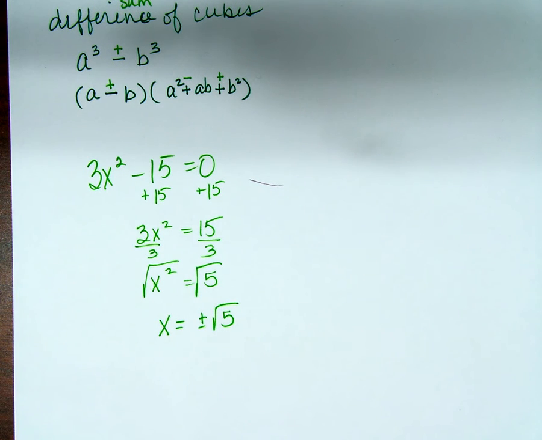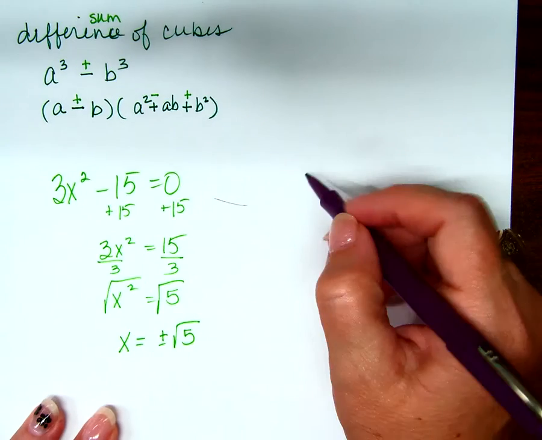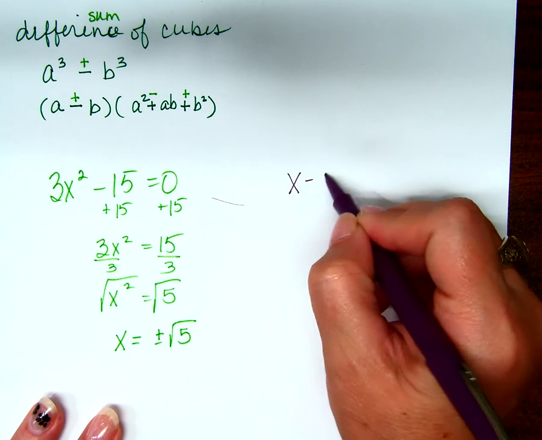Okay? This is not a situation where we can just assume the positive. There are situations where we could just assume the positive. This is not one of them. Okay? But there's also problems that we can solve like this using the square root property.